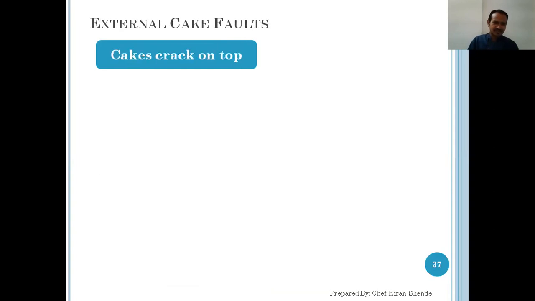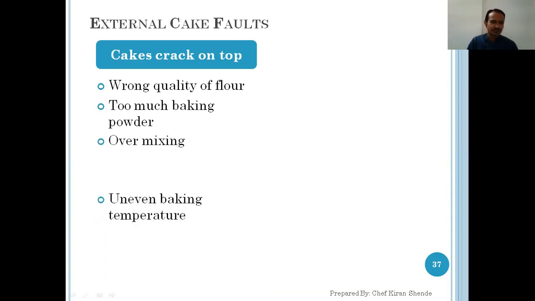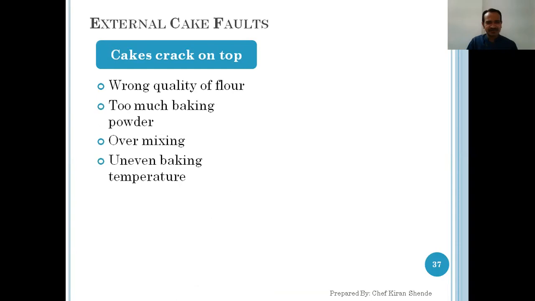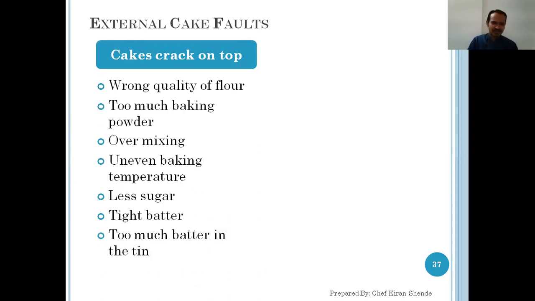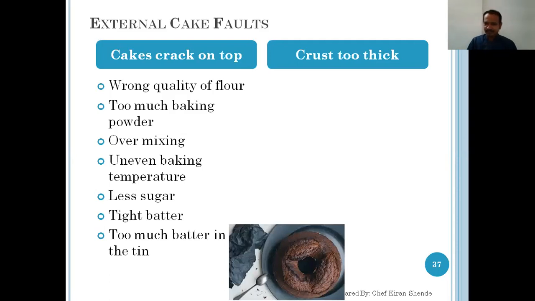The next external fault is cracks, and this is very common, of the crust which has cracks on top. So why does it happen? If you have used a wrong quality of flour, or too much baking powder in the formula, or if you have over mixed the formula, uneven baking temperature, less sugar, and too stiff or too tight a batter will give you cracks on top of the cake. Or too much batter in the cake tin. Let us say, for example, if your cake tin is small and batter is more, that also will generate cracks on top of the cake.